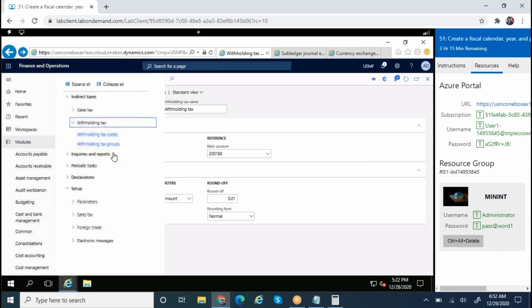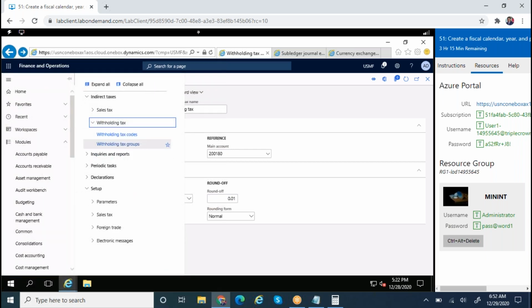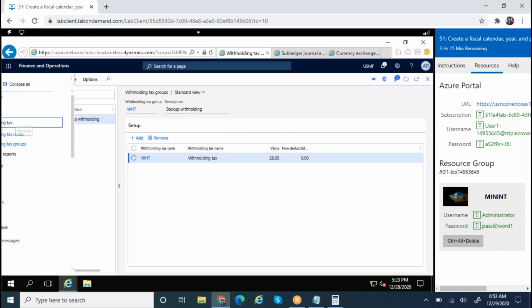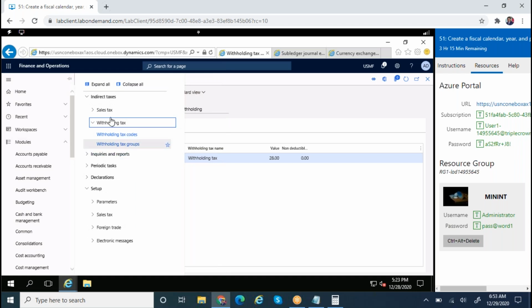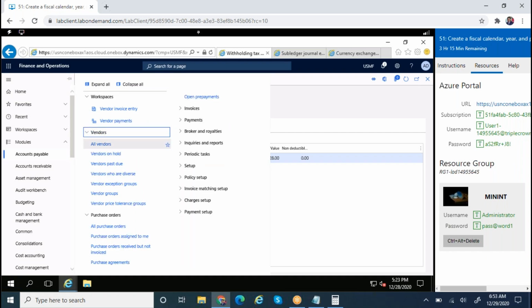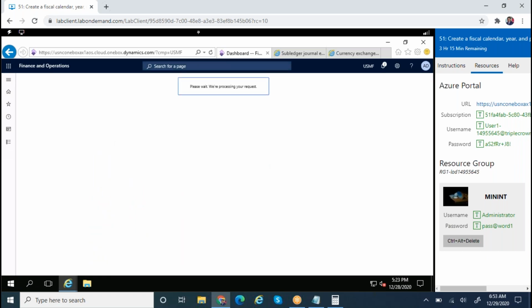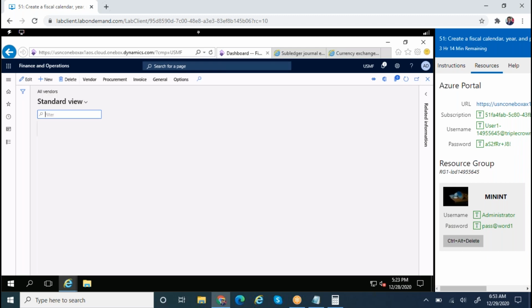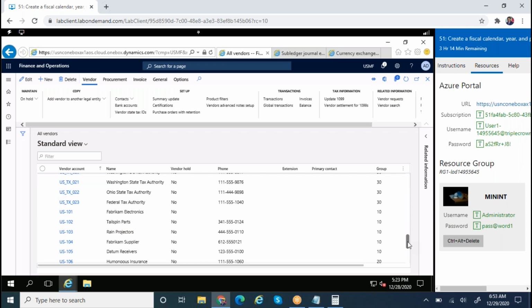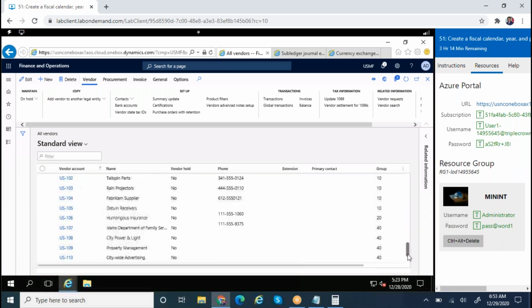Now we have created the withholding tax code and groups. It was mapped. This is a very simple setup. Now, whatever withholding tax was created, that should be mapped in the vendor account, because you know from which vendor you are going to take services, that vendor you need to take and map this withholding tax.